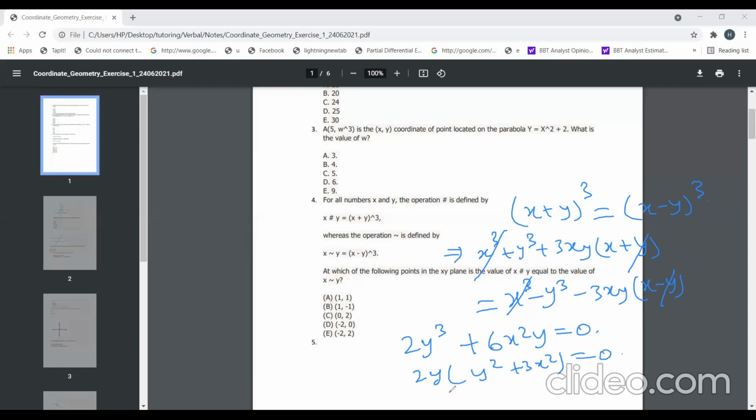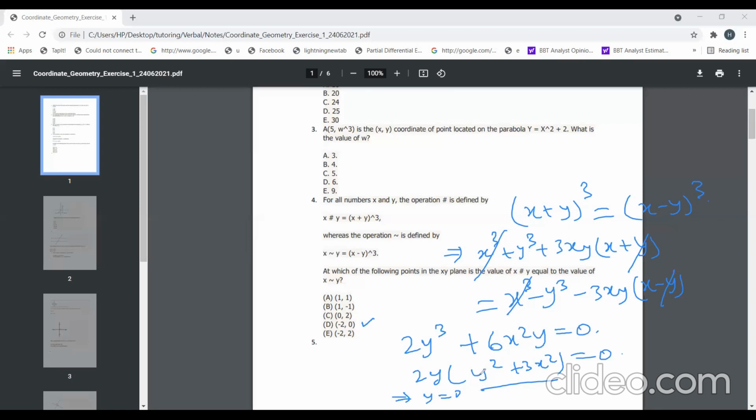So y should be 0, either y is equal to 0 or y is equal to some square root of a negative quantity, which is not possible. So the only possible value of y from here would be y is equal to 0. Am I making sense? Out of these options, only one option has y equal to 0, although we should still continue our calculation.